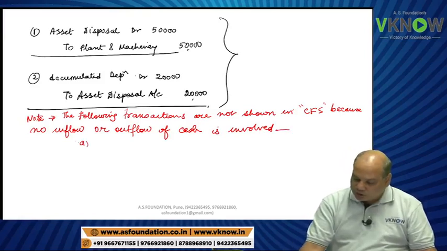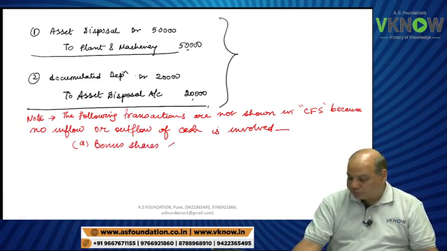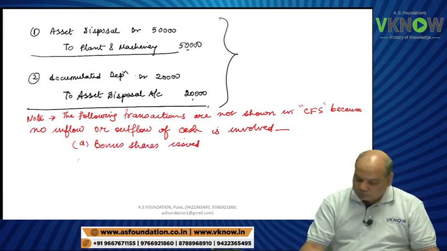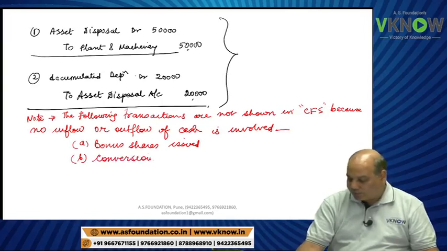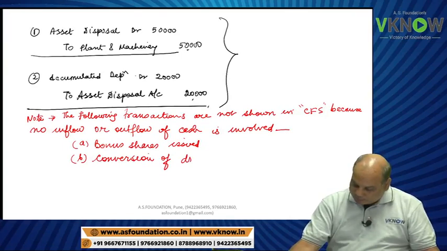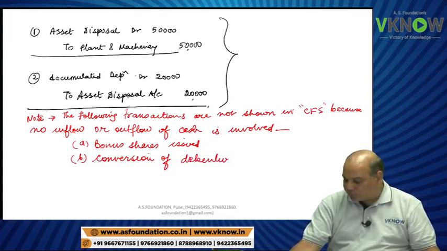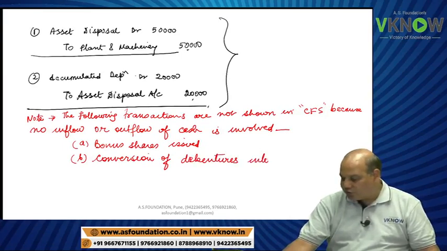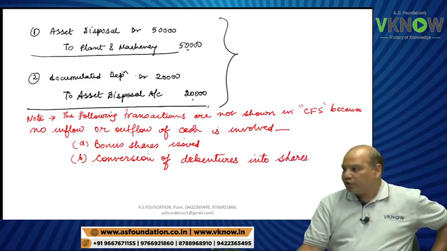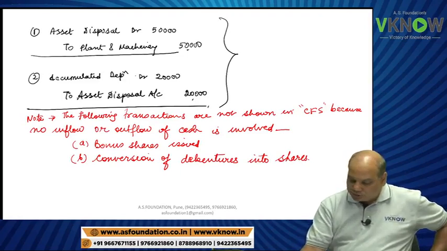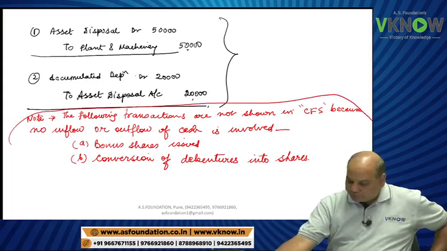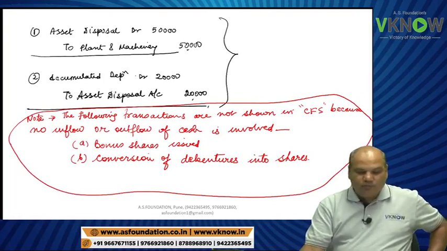And which are these two transactions? One is bonus shares issued, and second, conversion of debentures into shares. So if you write this note, the institute will be happy. You will get good marks, full marks.